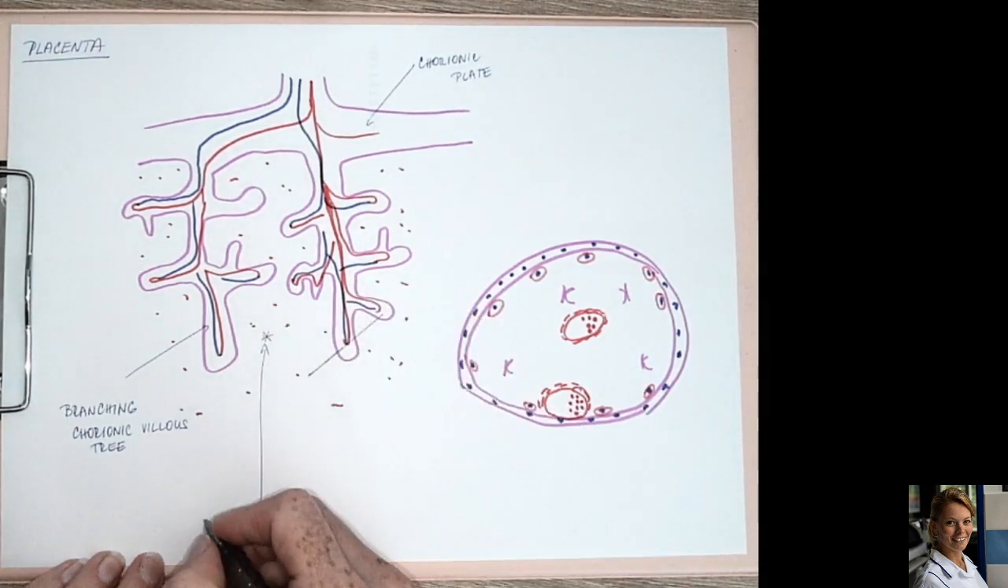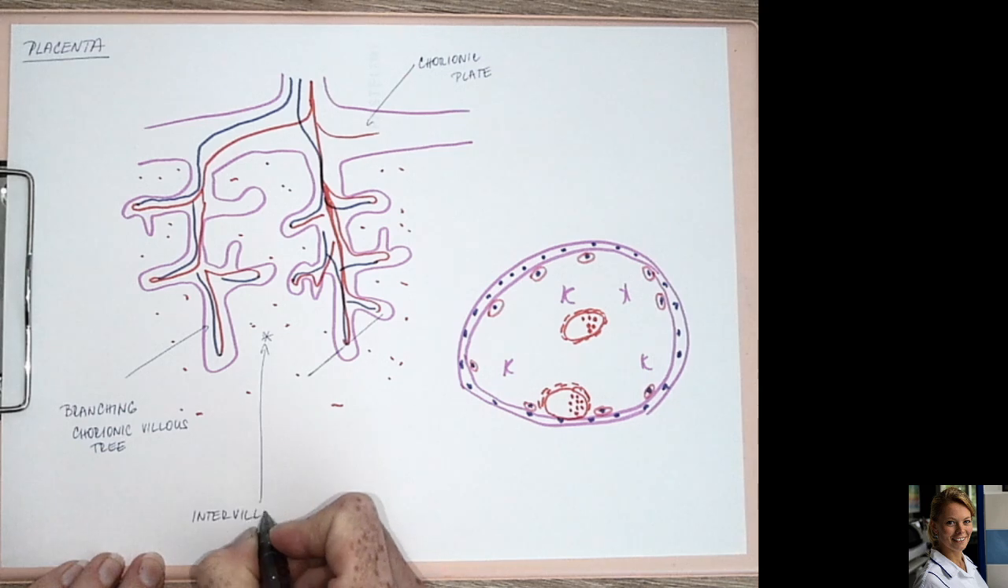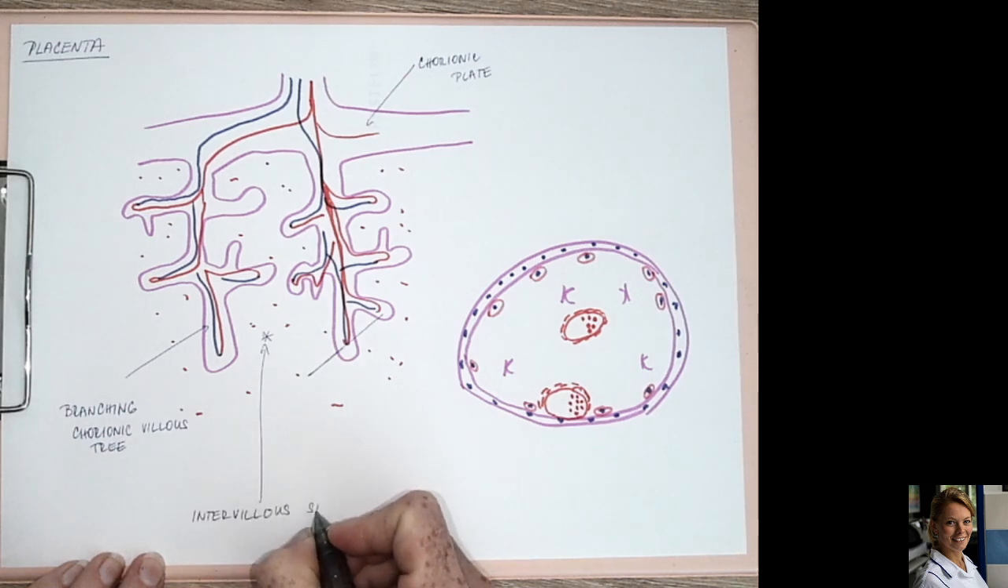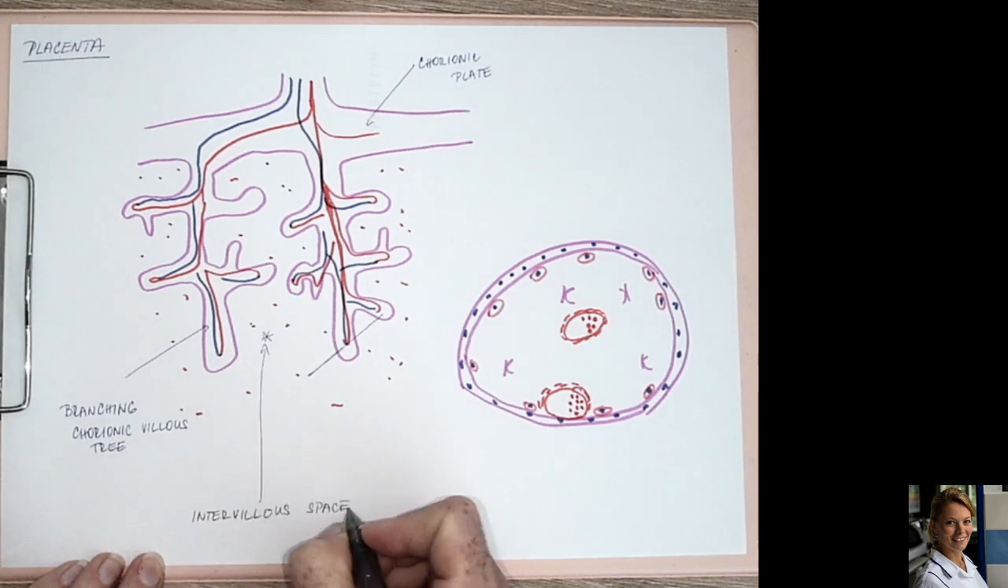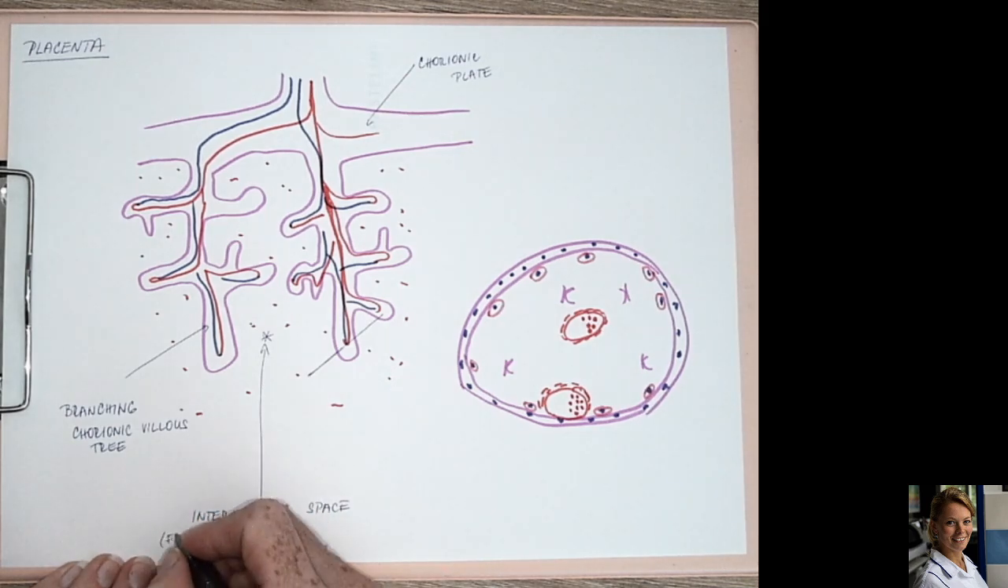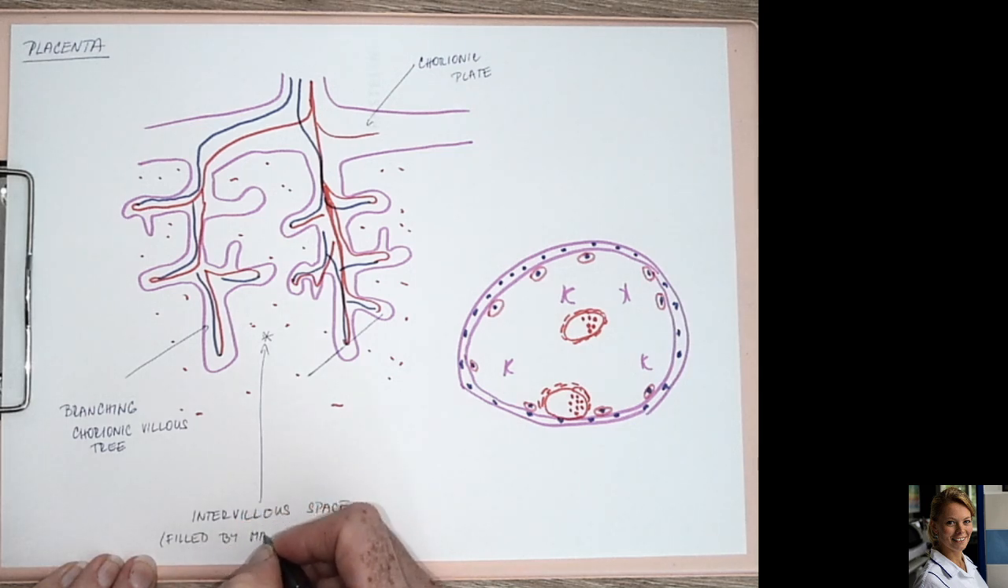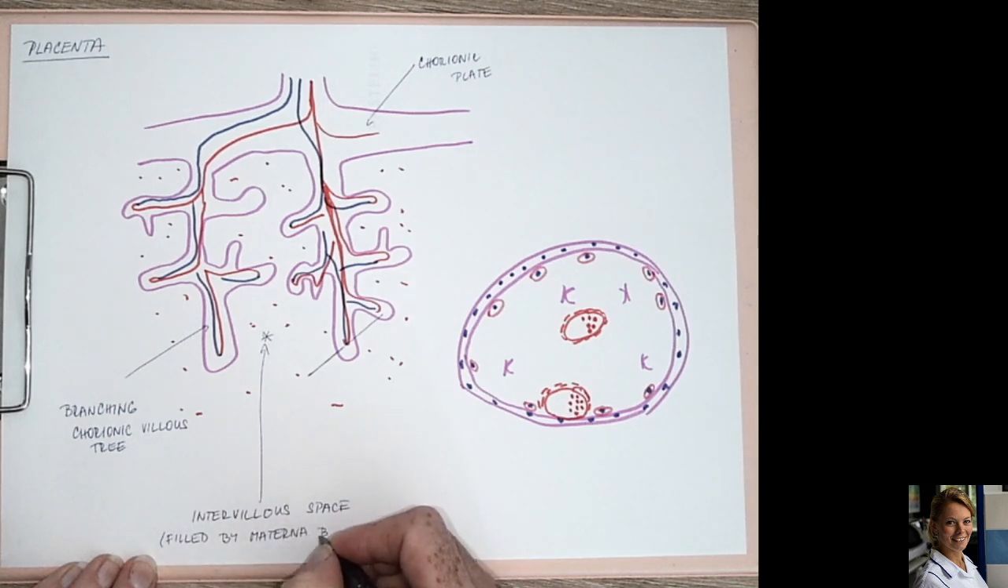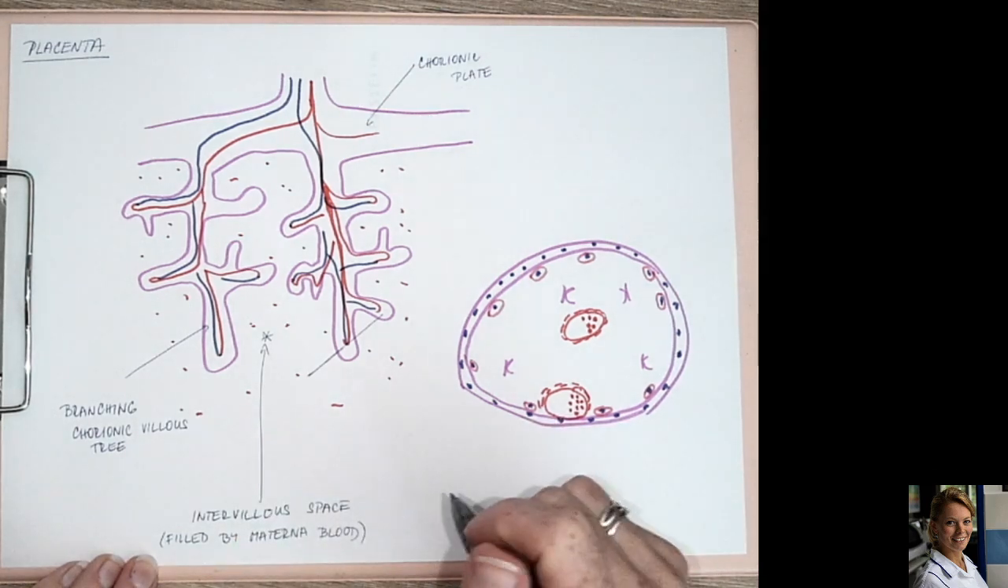This space is the intervillous space, filled by maternal blood, of course, in vivo.